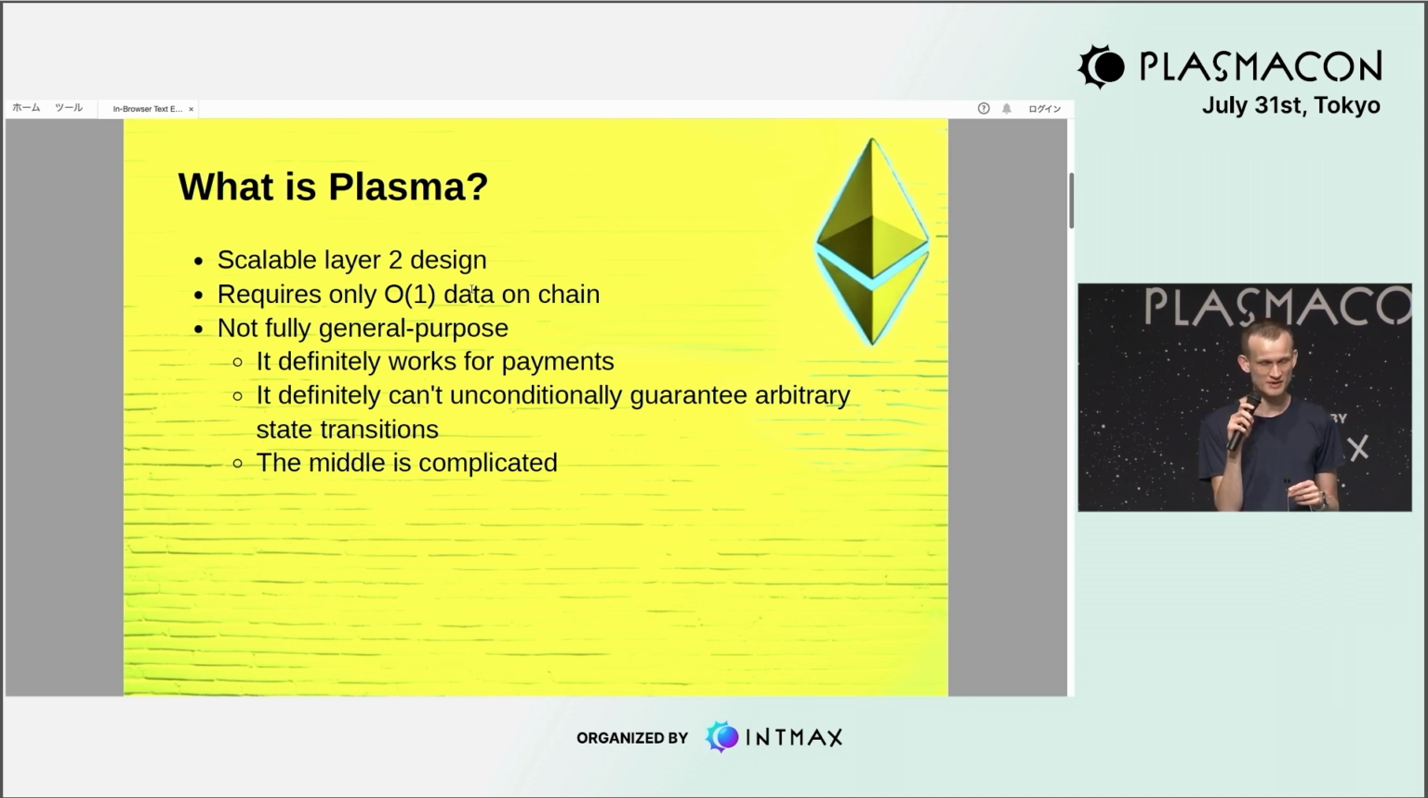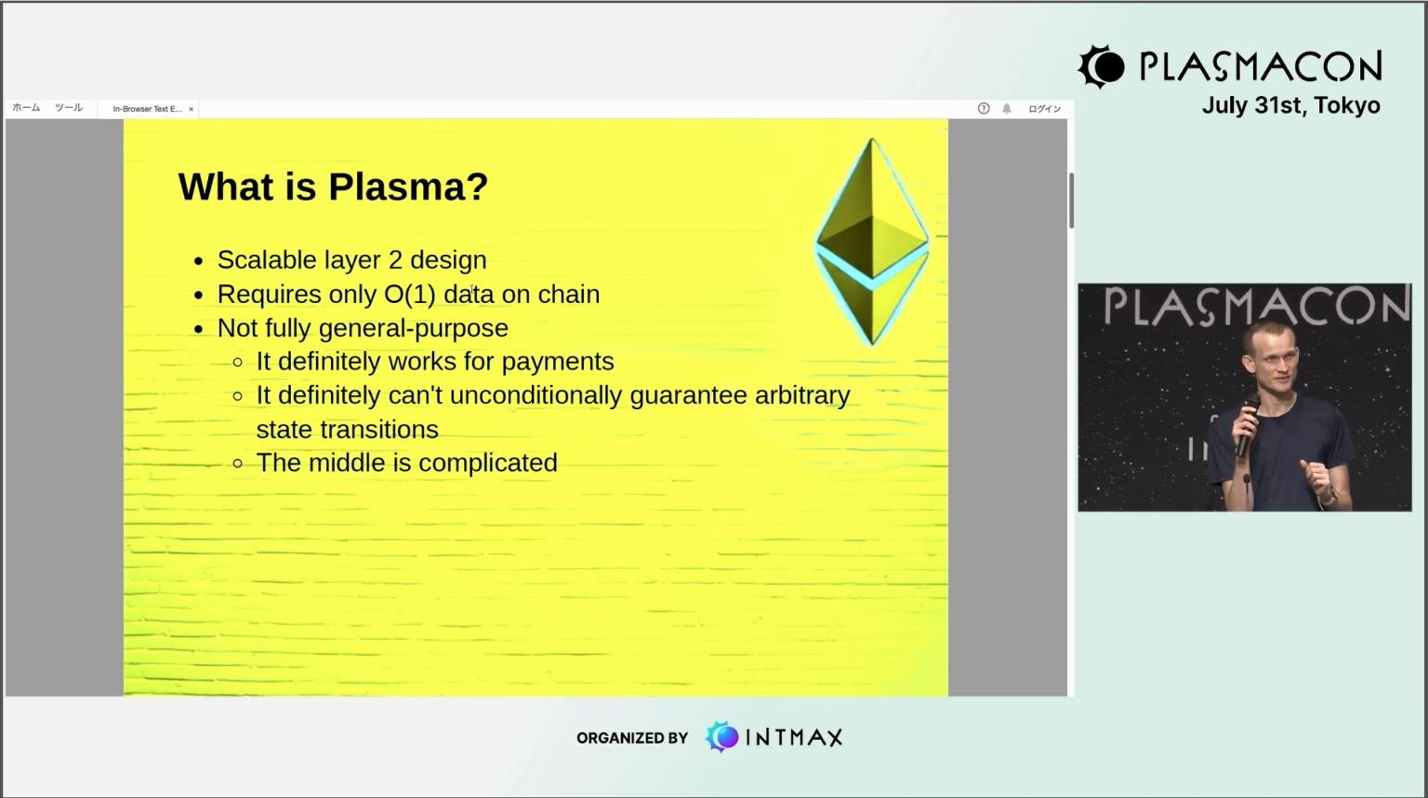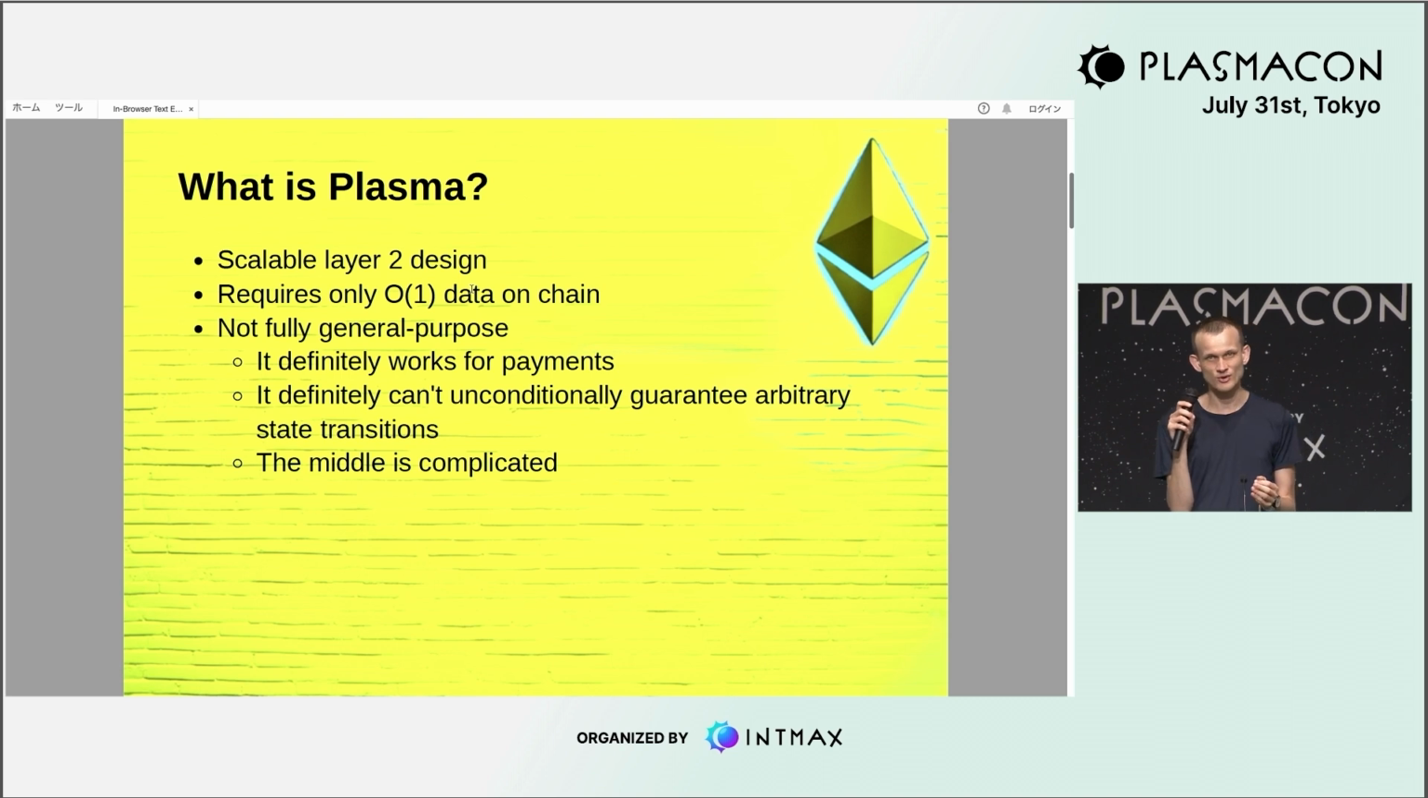we looked at rollups, and this was at the time when we were still looking quite a lot at state channels and many different kinds of options. And so Plasma is a scalable layer 2 design, right? And the big difference between Plasma and rollups is that Plasma requires only O of 1 data on chain. So what this means is no matter how many users there are, you only need to publish a fixed amount of data on chain in order to have a Plasma system.